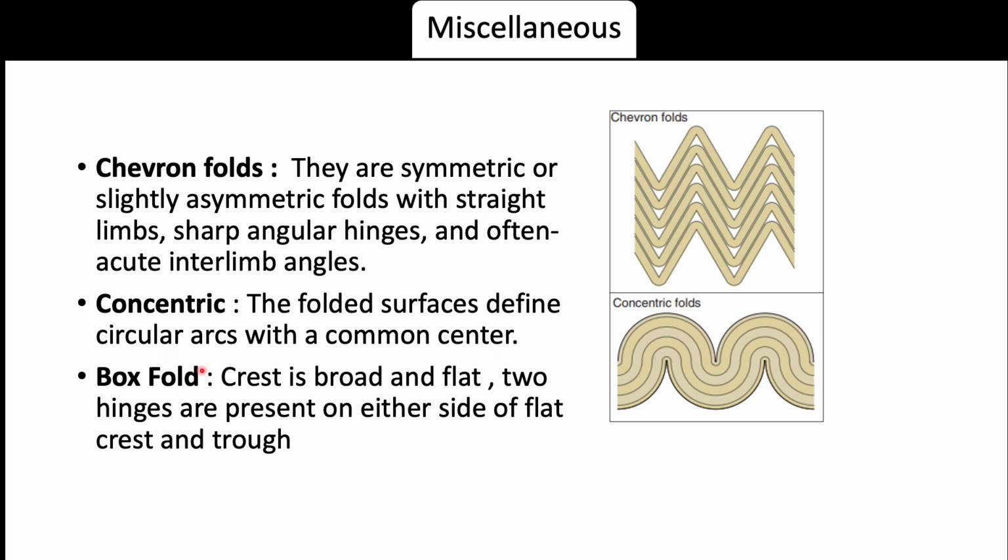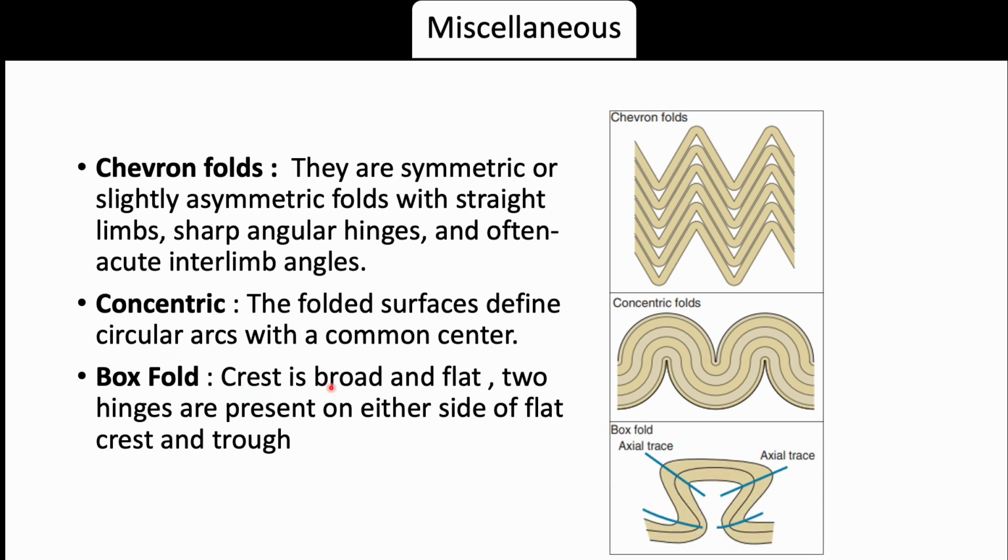In a box fold, the crest is broad and flat. Two hinges are present on either side of the flat crest. As shown in the figure, we have two hinge lines in a box fold and the crest is flat. This type of fold is known as a box fold.